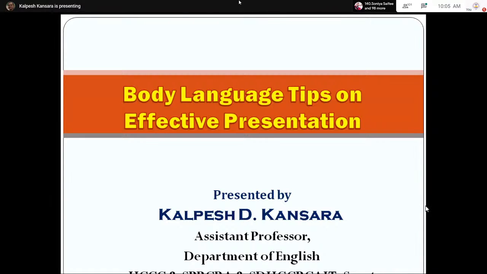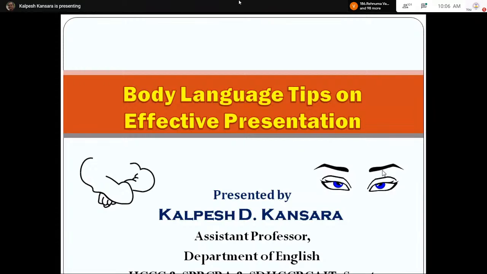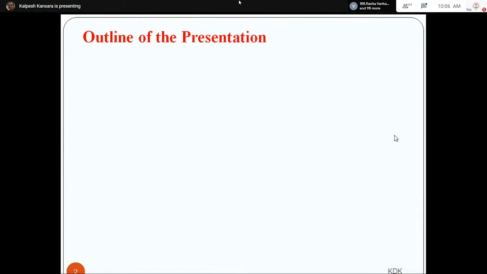The topic is, as you all know, body language tips on effective presentation. To improve your presentation skills, to make your presentation effective, you need to keep in mind some points, especially your appearance and your body language. Besides all those theoretical aspects, like preparing your presentation without any error, following the principle of 6 by 6, that is 6 words in a line, 6 lines on a slide, making your fonts visible, clear, and all other aspects, your volume and voice and all that. Besides all that, you need to focus on your body language. You need to take care of your body language. That is very much important. So this is how I'll be going on to the presentation.